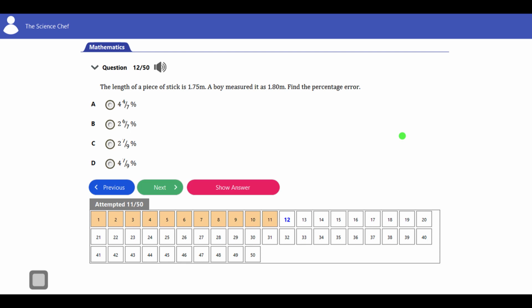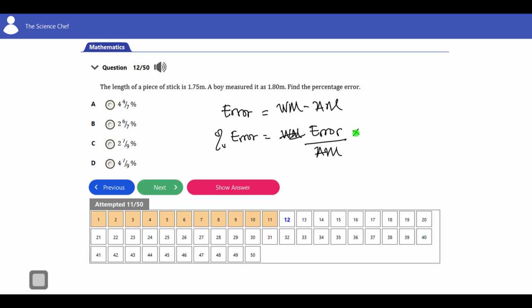Question 12. We are told that the length of a piece of stick is 1.75 meters. A boy measured it as 1.80 meters. Find the percentage error. How do we calculate percentage error? First of all, error is calculated as wrong measurement minus actual measurement, while percentage error is calculated as error over the actual measurement times 100 over 1, or we can say wrong measurement minus actual measurement all over the actual measurement times 100 over 1.